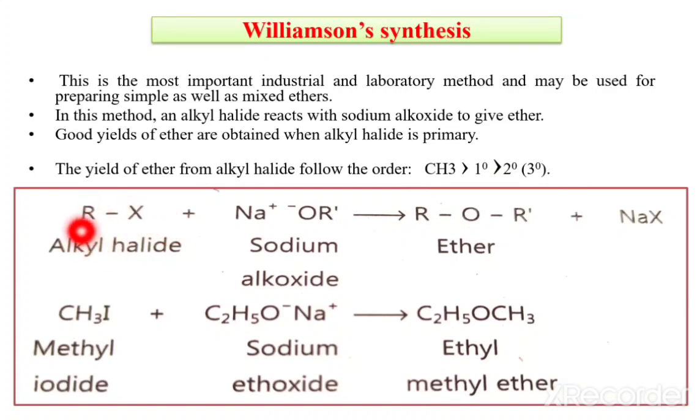This is the general reaction: RX, that means alkyl halide, plus sodium alkoxide. This O minus will attack on R, and with departure of X, we get ROR dash, that means the ether, plus NaX. We take one example here: methyl iodide, CH3I, plus sodium ethoxide, and here we get ethyl methyl ether. That means in Williamson synthesis, the reactants are alkyl halide plus sodium alkoxide, and we get the ether.